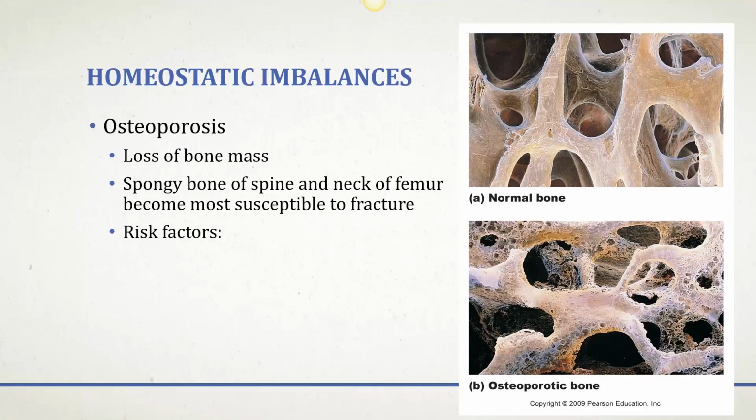So the spongy bone, particularly of the spine, so of your vertebrae, and the neck of the femur become most susceptible to fracture. This is more common in postmenopausal women. So risk factors include being a postmenopausal woman, basically. As soon as you stop producing estrogen after menopause, you are going to lose that hormone that directs bone deposit. And that's only one of the hormones that does this, but it's a big hormone that's going to cause a decrease in bone mass.